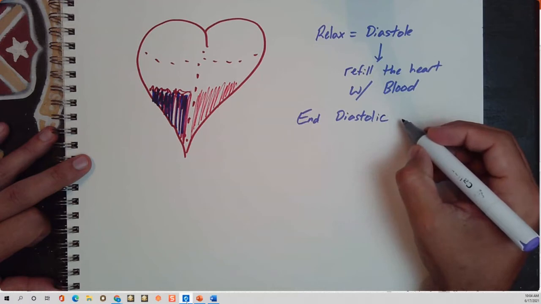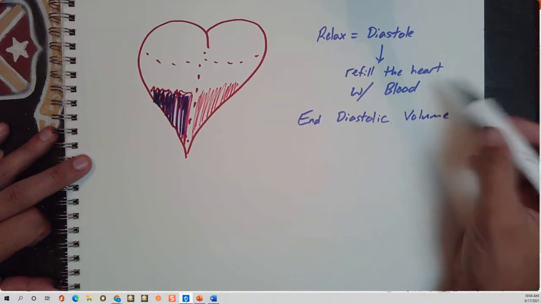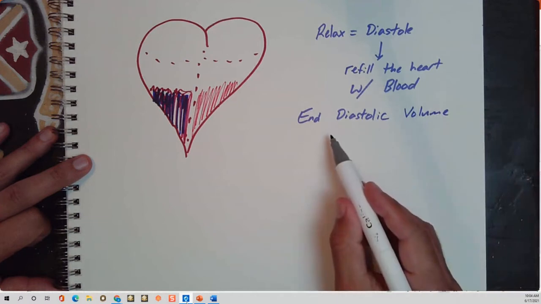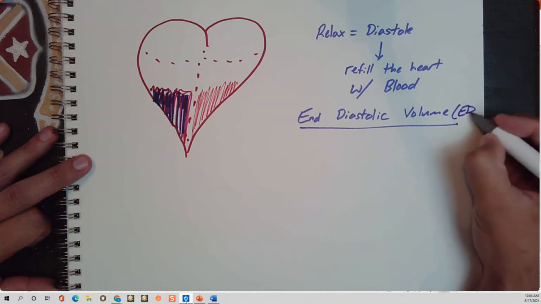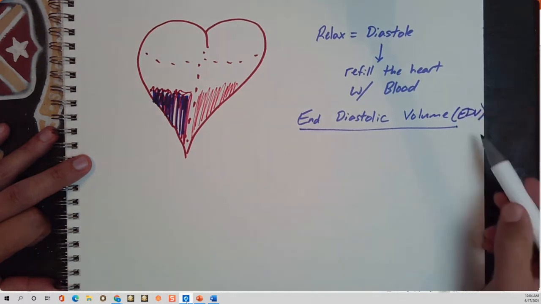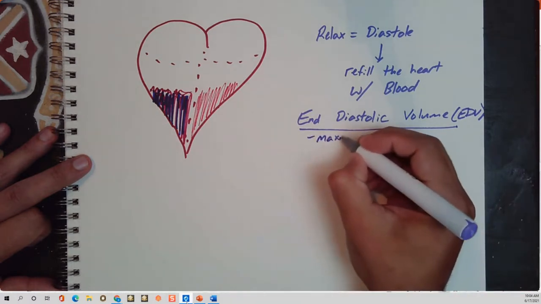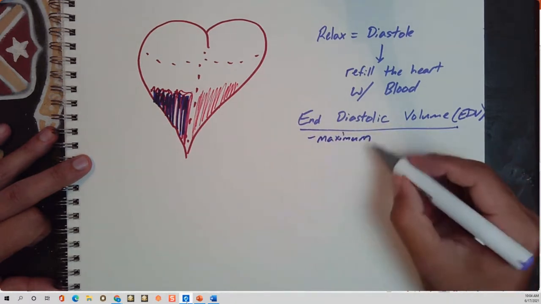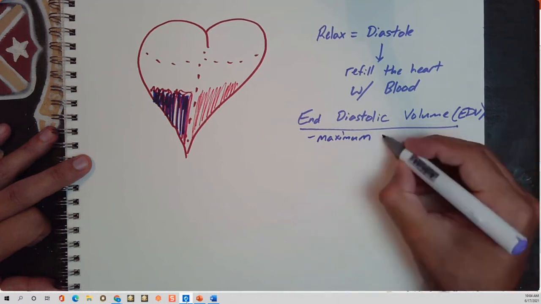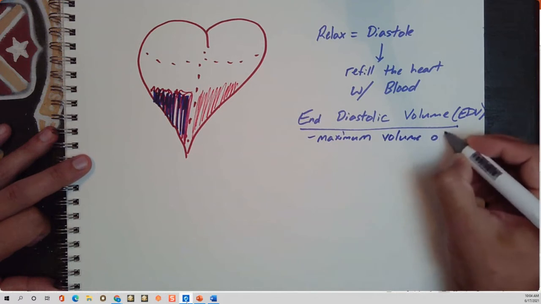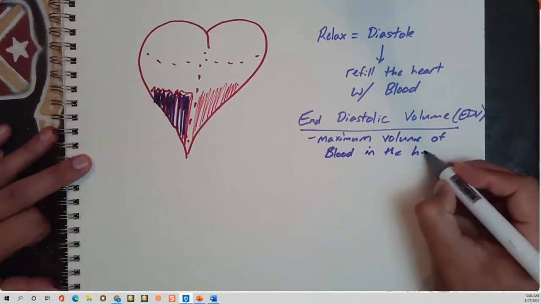This is called end diastolic volume. So at the very end of the heart refilling with blood, there's a specific volume of blood inside of that heart. It's called end diastolic volume. We abbreviate that EDV. And it's going to be the maximum volume of blood in the heart.